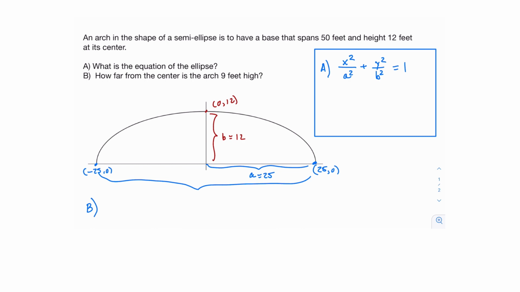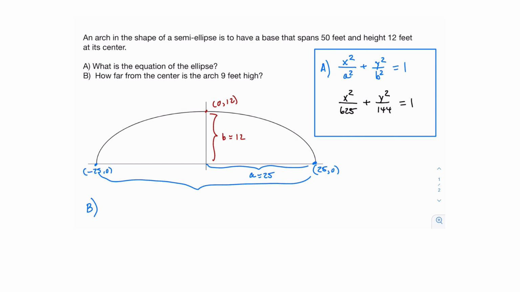So as far as the equation of the ellipse goes, we know that x squared over, well, a is 25, which means a squared is 625. b is 12, which means b squared is 144. And technically for this exercise, y is greater than or equal to 0 because we're only modeling the top half of the ellipse. So there's the equation of the ellipse that models this arch.